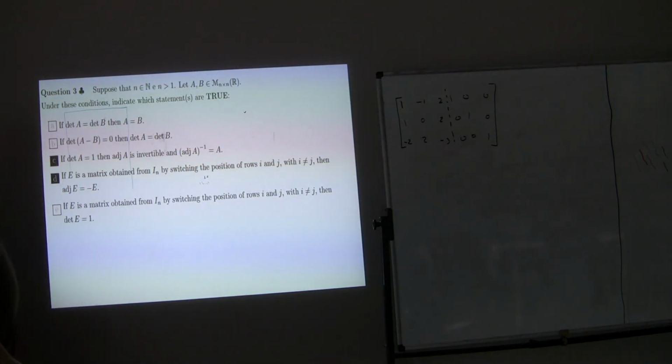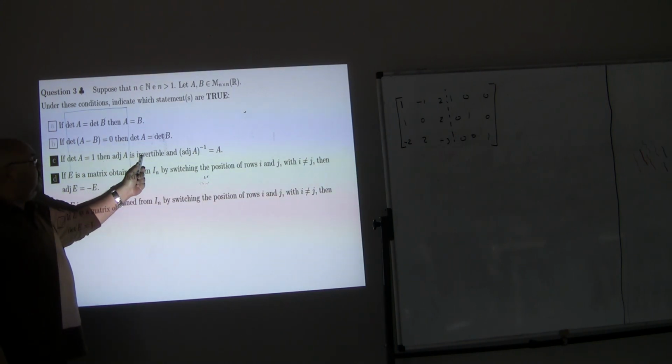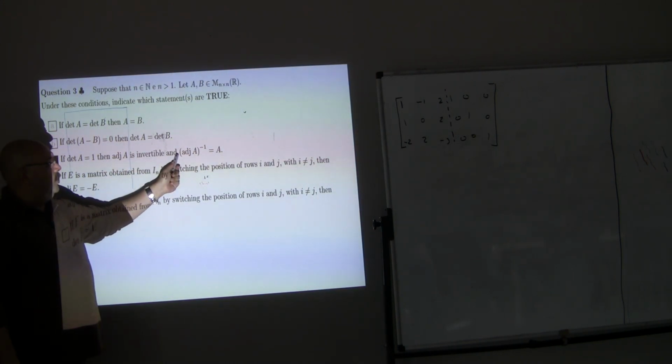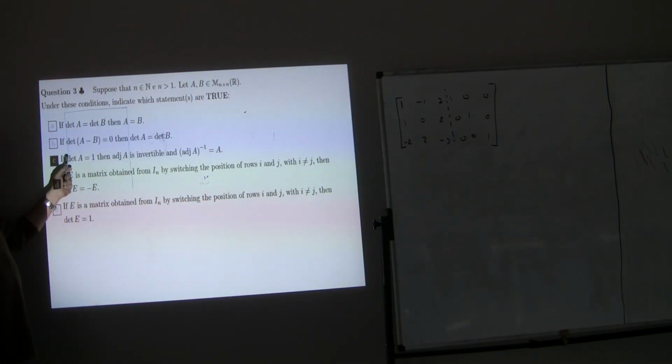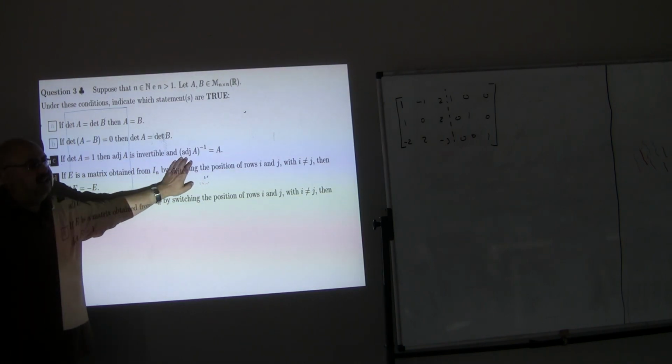So if the determinant of A is equal to 1, then the adjoint is invertible and the inverse of the adjoint of A will equal A. Yes, of course. Why did I say that? Because if the determinant of A is equal to 1, it means this matrix is invertible. The only thing that prevents a matrix from being invertible is its determinant being equal to 0. So the determinant of A is a nonzero number, which means A is invertible, and that means its adjoint is invertible.